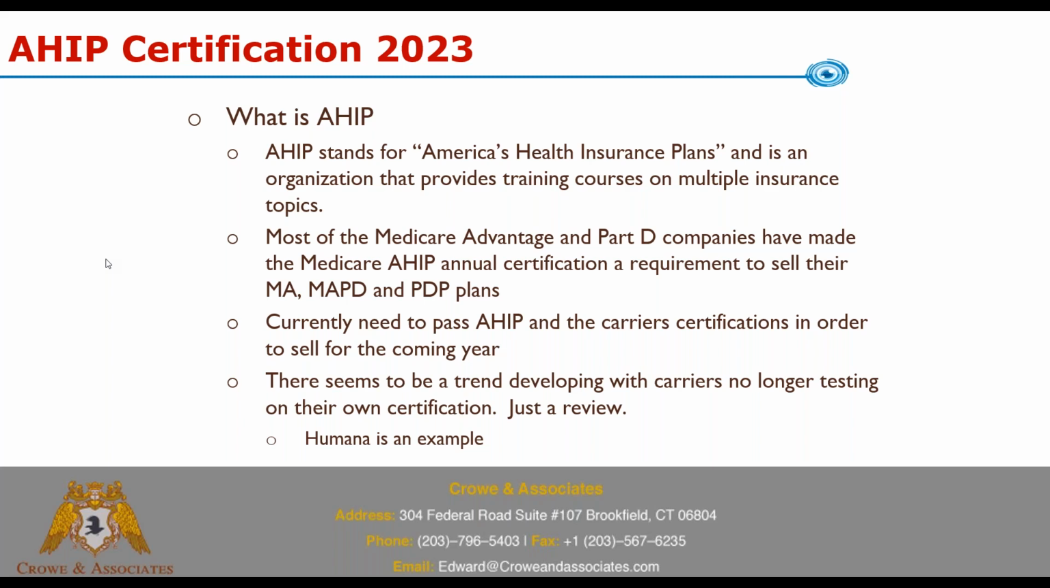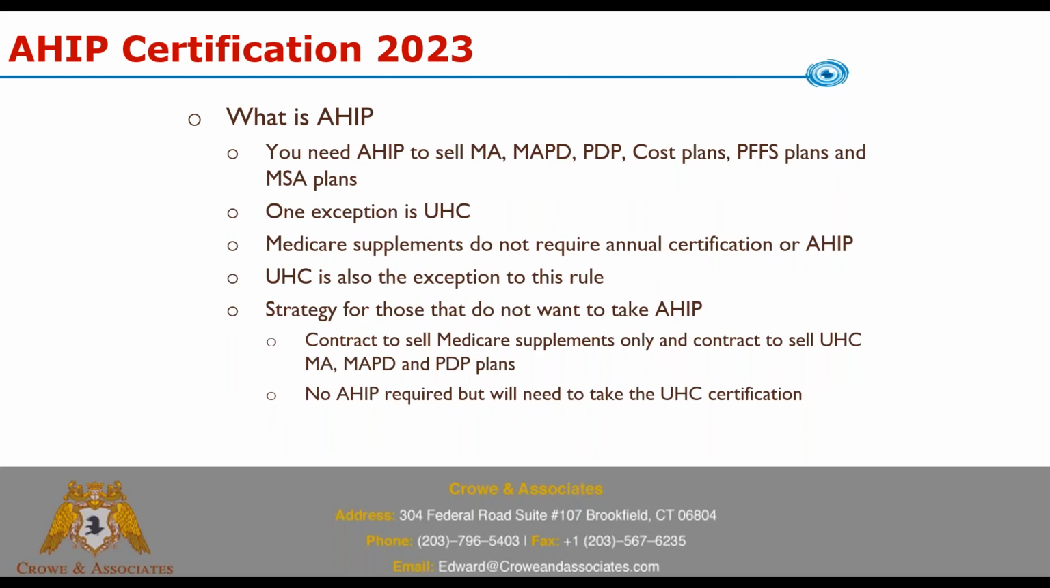So carriers are going to a system where you've already passed AHIP, so they're not giving you a test. You just have to review their product-specific information and sign off that you have reviewed it. Humana is an example of that, and there's some more for this year that will be doing the same thing. So hopefully that trend continues, because it gets tough. If you have 12 different carriers, you got to do AHIP and then 12 certs. So it's nice when they just let you review and sign off.